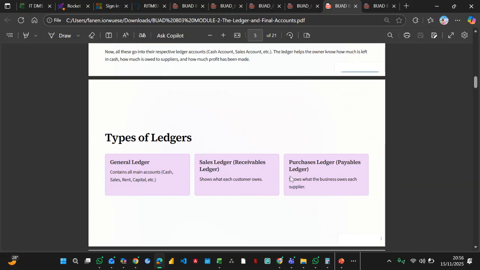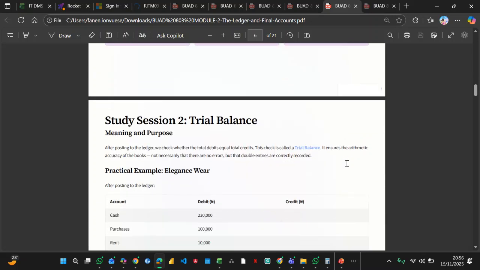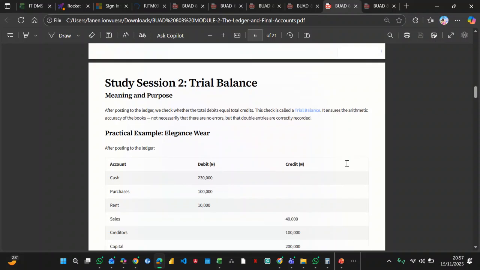And then we have the sales ledger, which is the receivable ledger. It shows what each customer owes. And then the purchase one has the payables ledger. It shows what the business owes each supplier. So this one is for sales. You understand? It shows you what customers are owing you. And the purchase one shows what you are owing other people, like suppliers. So these are the types: the general, the sales, which is for receivables, and the purchase, which is for payables.